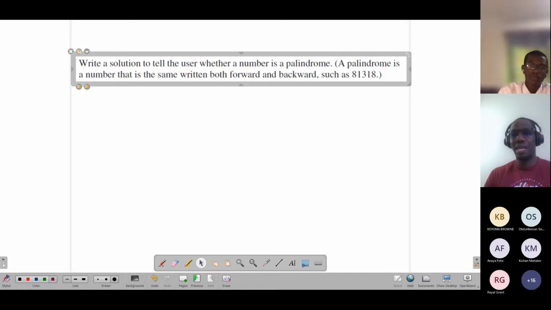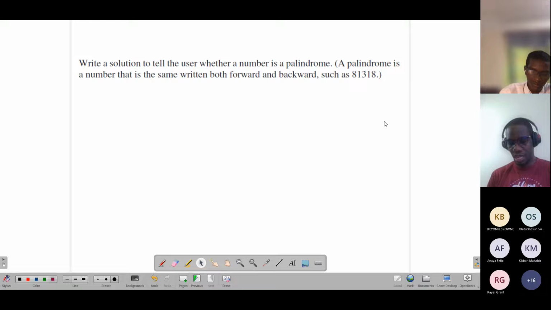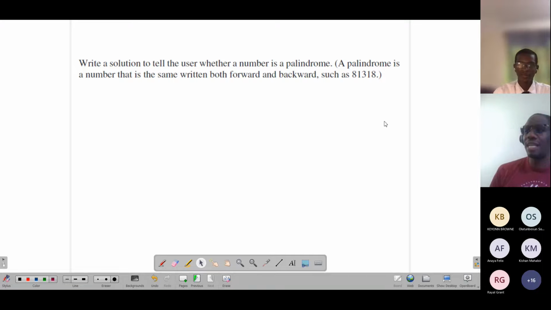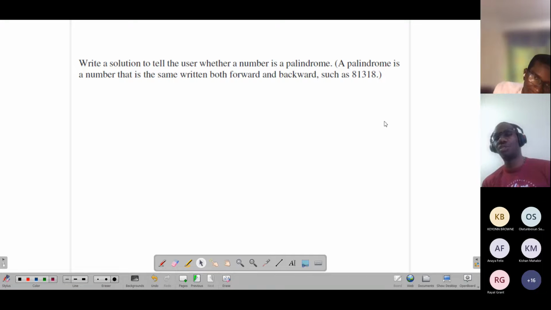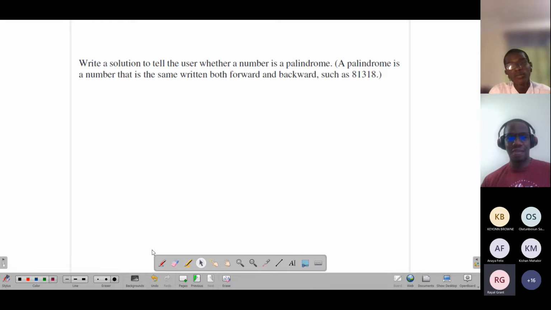So if we have the number 81,318, this one, I don't really want an algorithm. I want you to think about how you would figure out a question like this. If you can write the algorithm, write the algorithm. If you can't, again, I just need you to think through the steps towards solving something like this.